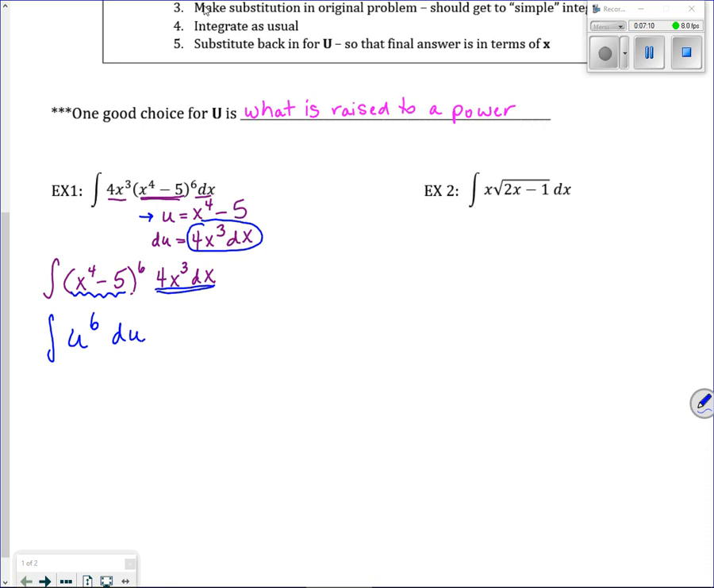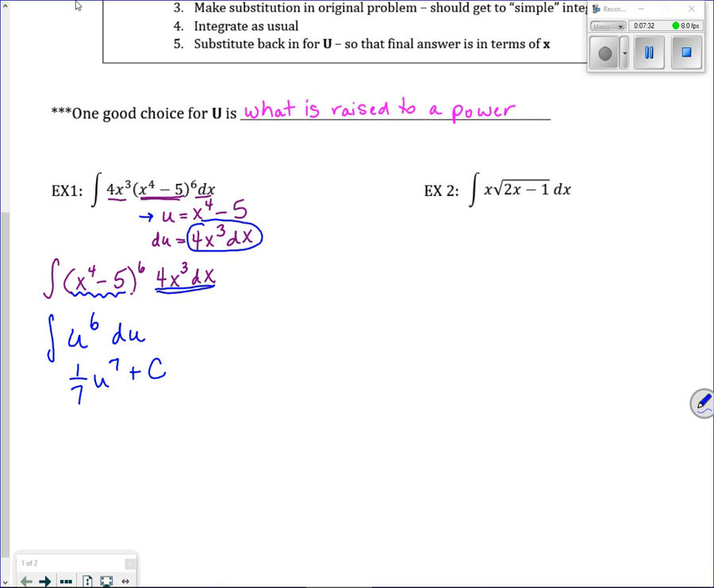And like it says, you should get to a simple integration. If you're not getting down to a simple integration, you might have substituted incorrectly. But you know how to integrate something u to the 6th. You'd go, well, that's a piece of cake. 1/7 u to the 7th plus c. Now that's not my final answer.